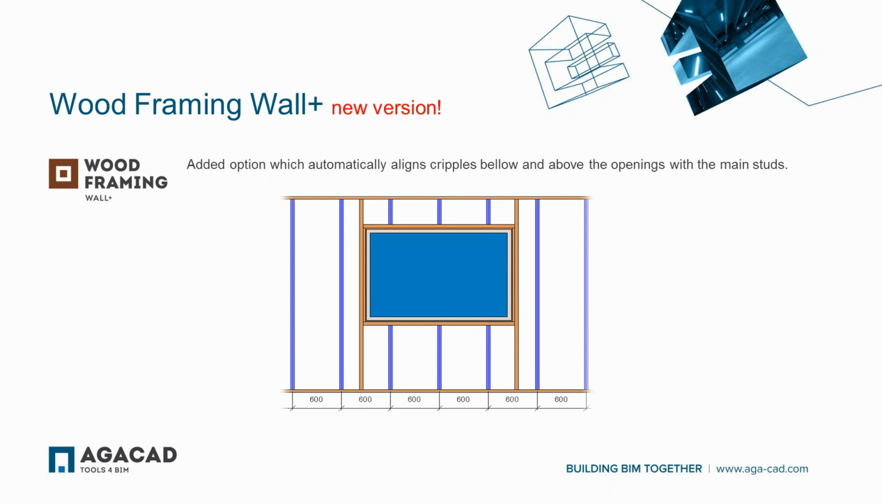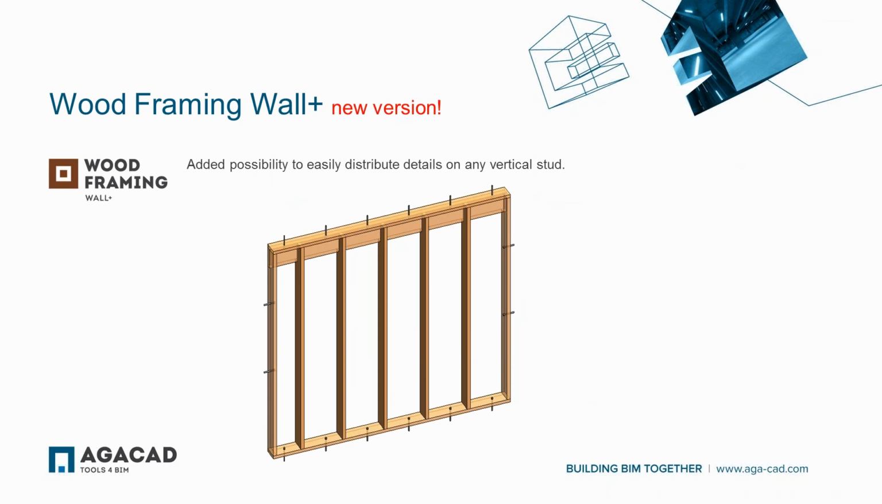Okay. Then a smaller functionality, but at the same time very handy, is an added option which automatically aligns cripples below and above the opening with the main stud. And we also added the possibility to distribute details on the vertical studs. So again, it's a very simple and very easy functionality.